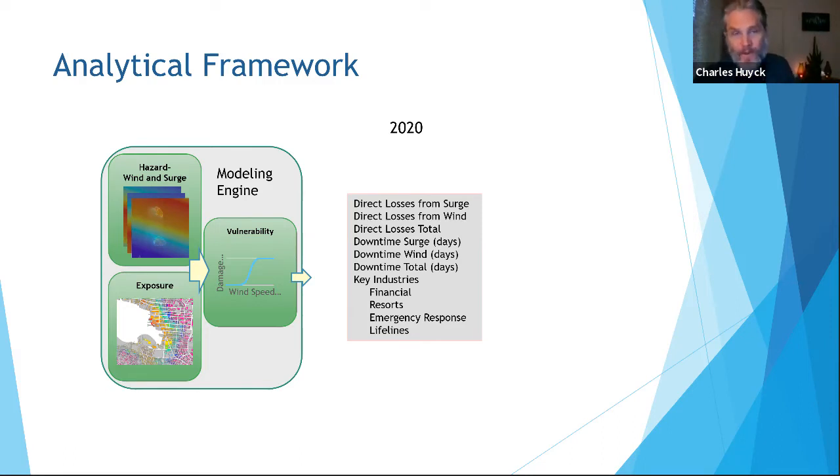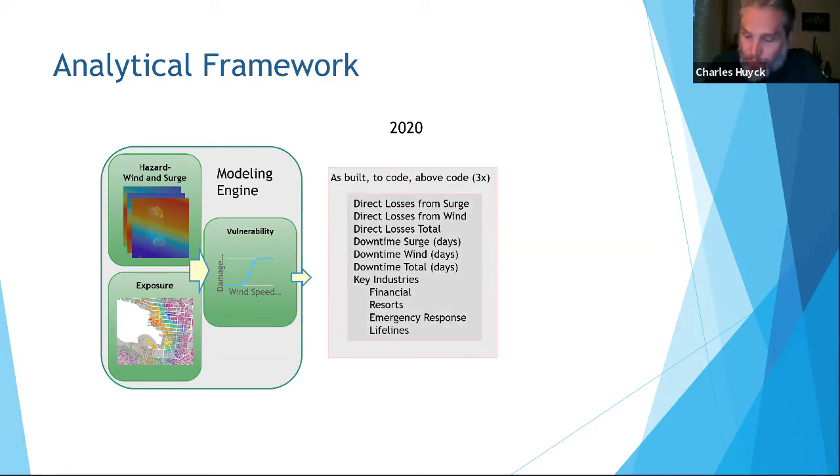From that, we calculated direct losses from surge and wind independently, downtime, and impacts to key industries. We did that for 3 building quality scenarios. One, as we deduced the building stock was on the island, the vulnerability as built. Another scenario where everybody built to code, and the building stock was at code, and then one that was above code, which would be our recommended approach to building buildings.